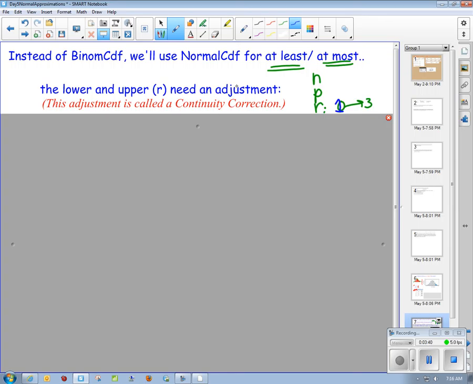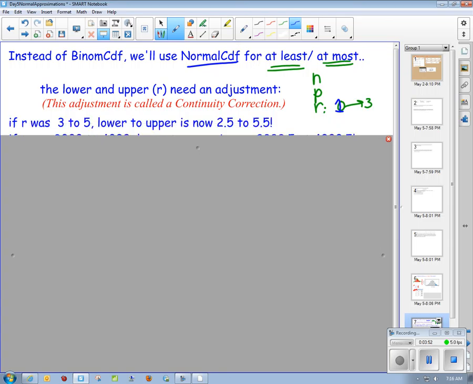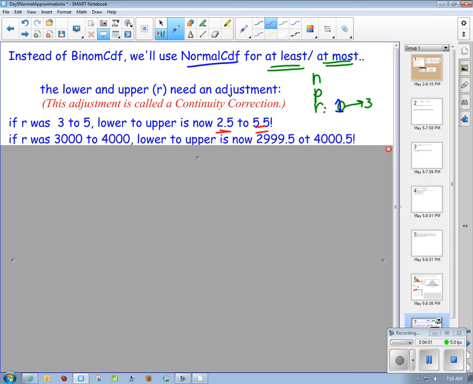The adjustment I have to make when I'm going to the normal CDF is called a continuity correction. And all it means is that I'll subtract 1/2 from the lowest number, and I'll add 1/2 to the highest number. So if my r was 3 to 5, then my new range is going to be 2.5 to 5.5. I still need to know what n and p are. If my old range was 3,000 to 4,000, my r value, then my new r values are 2,999.5 to 4,000.5. So I'm just going to add 1/2 to the highest number. I'm going to subtract 1/2 from the lowest number. I'll use those as my new lower and upper bound.